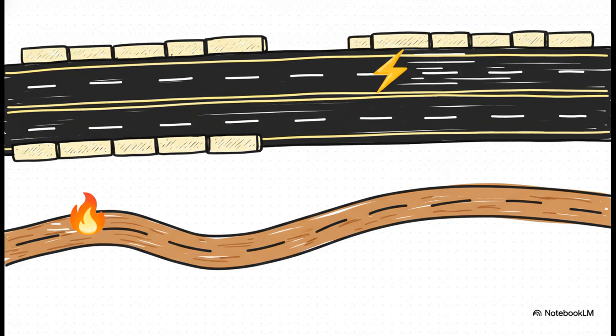Then you've got the C fibers. These are kind of like the slow local roads. They're unmyelinated, so the signal moves slower. They carry that slow pain, the dull, throbbing, or burning ache that sets in afterward.